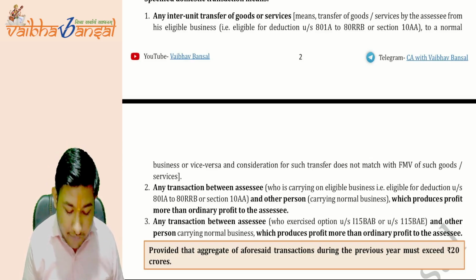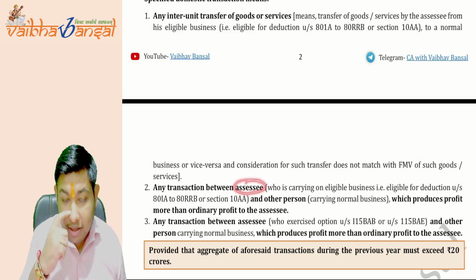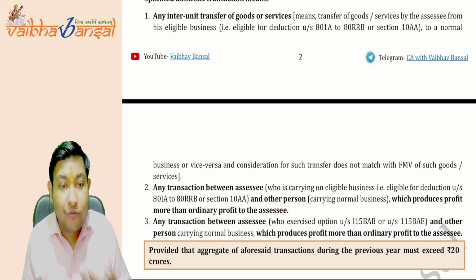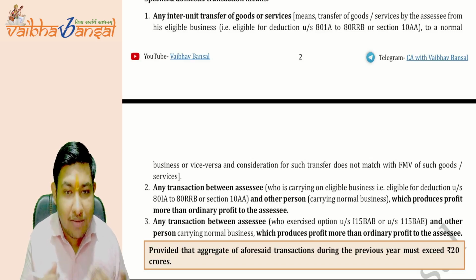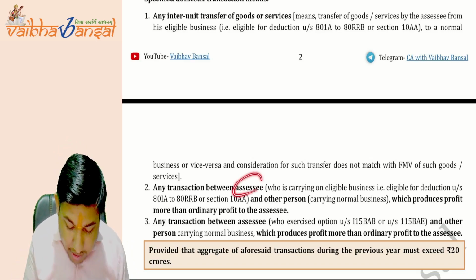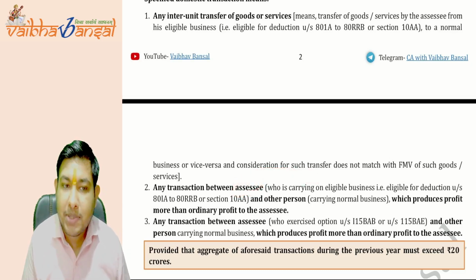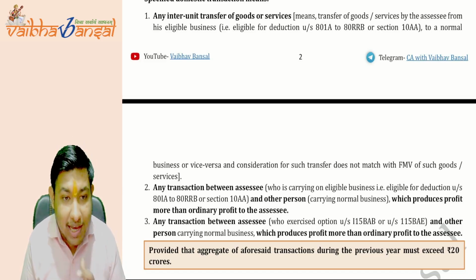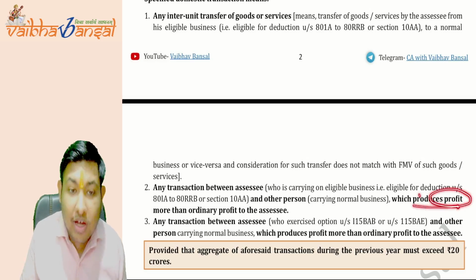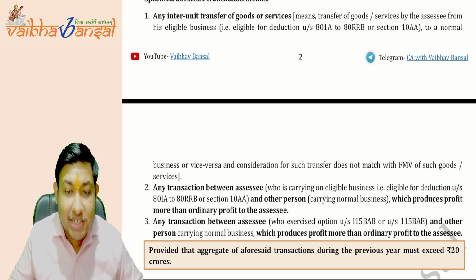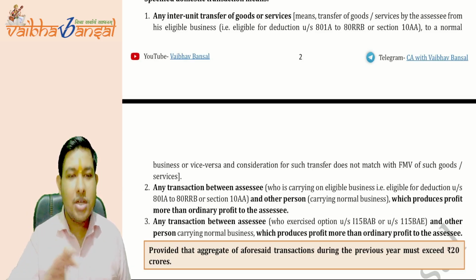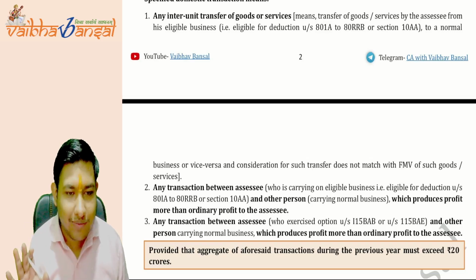So if you have entered into any agreement or any transaction between the assessee, the eligible business, and the other person, where the maximum profit is shifted to that assessee who is carrying the eligible business, so that his whole profit will be exempt. So if there is any transaction that produces a profit which is not ordinary, which is in excess of the market, in excess of the industry, suppose the industry is earning around 10% of the profit for that.